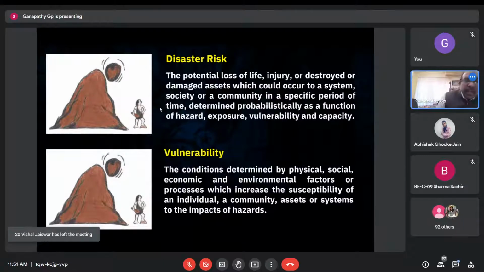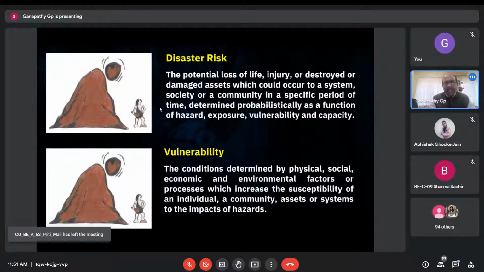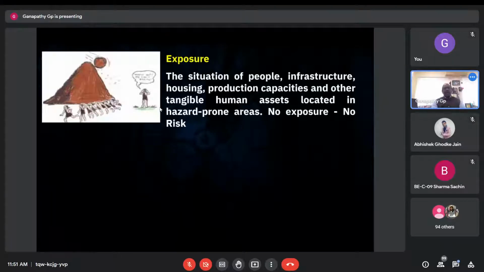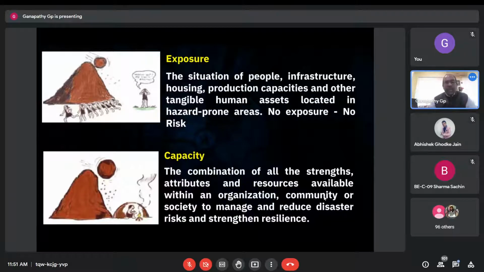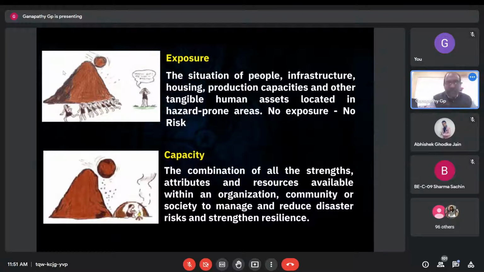What is vulnerability? If this rock is going to fall on this person, the person is vulnerable to the particular hazard. What is exposure? It is the situation of people, infrastructure, housing, production capacities, and other tangible human assets located in the hazard-prone area. If this is a landslide-prone area and these people are here, they are exposed to the particular hazard. What is capacity? If these people know how to protect themselves, they have the capacity to handle it, even when there is a landslide or rock fall.